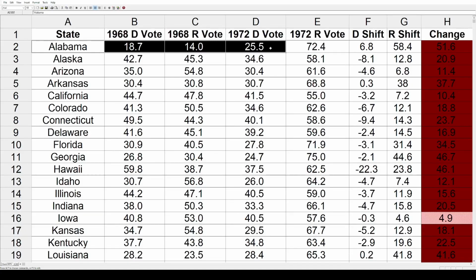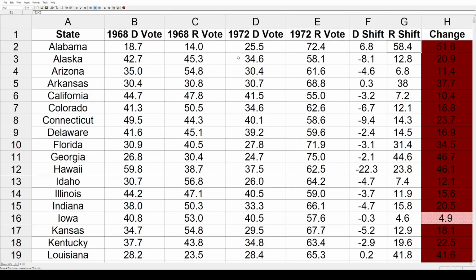Jump ahead to 1972. George McGovern bumped it up to 25.5. Richard Nixon massively bumped it up to 72.4. That's a net gain of 6.8 for the Democrats and a net gain of 58.4 for the Republicans. And take a look at that total shift of 51.6 away from the Democrats and toward the Republicans. Both of them did gain, but Nixon got substantially more than McGovern. George Wallace was not a factor anymore. Nixon was popular, and that is one of the biggest shifts we've ever seen.